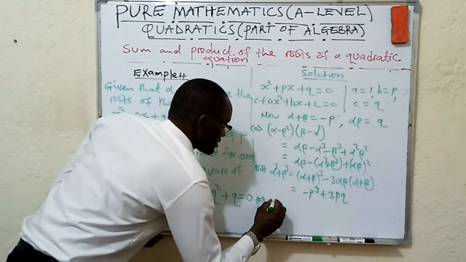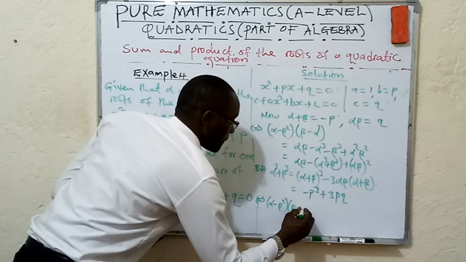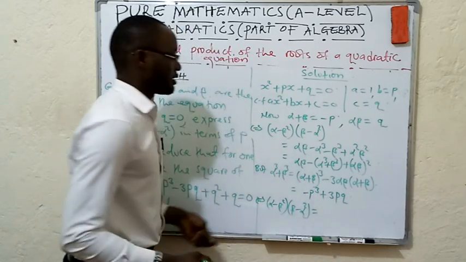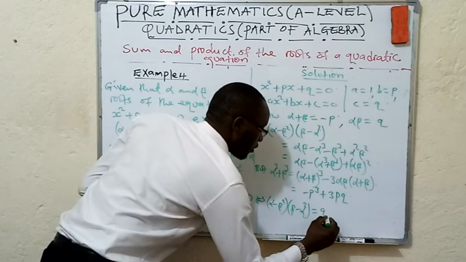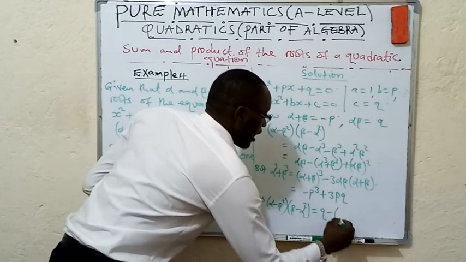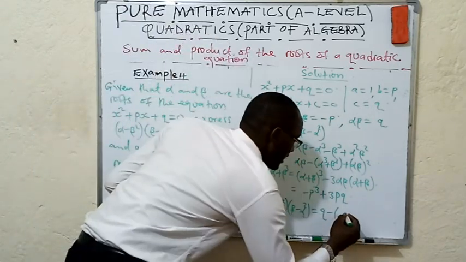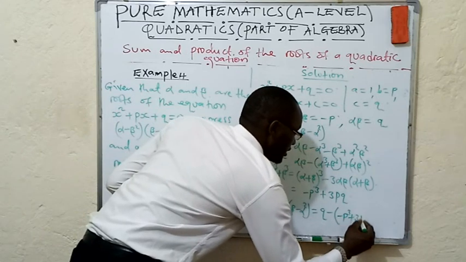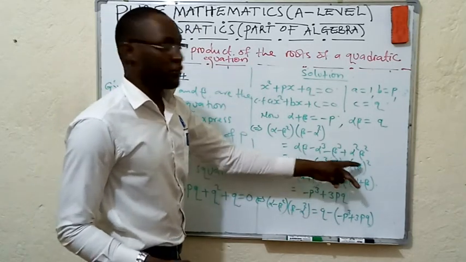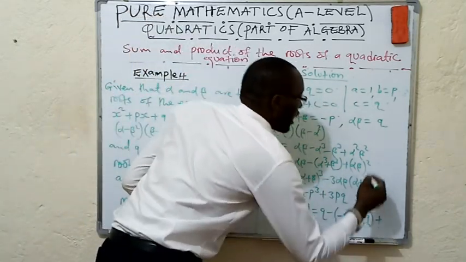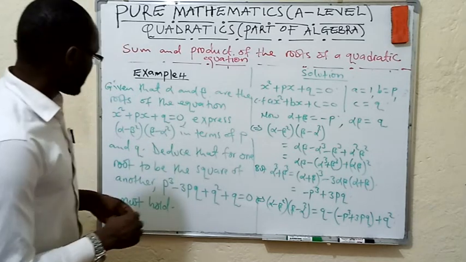We say that this implies that our alpha minus beta squared into beta minus alpha squared is going to be the same as alpha beta, which is the same as q, then minus alpha cubed plus beta cubed, which we have obtained as negative p cubed plus 3pq, then plus alpha beta squared. So plus alpha beta is the same as q, so q squared. So that is our standing.